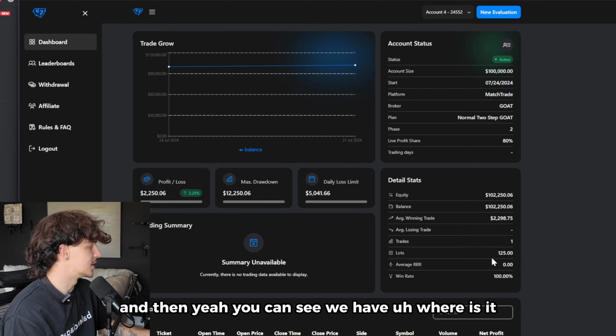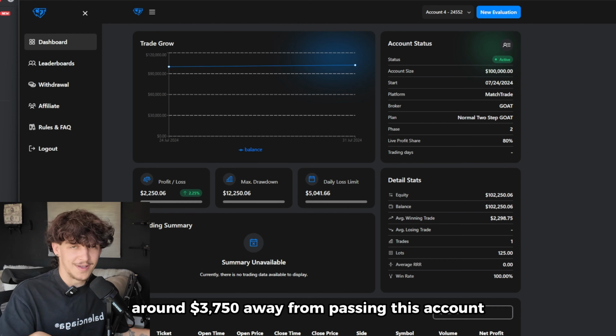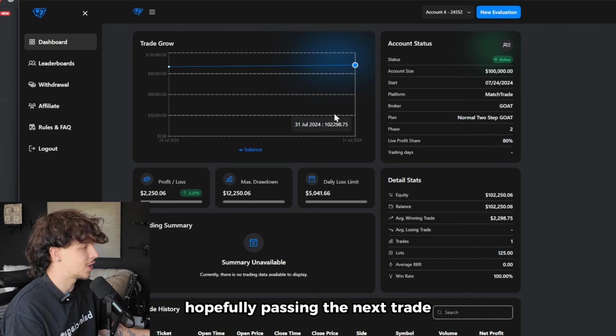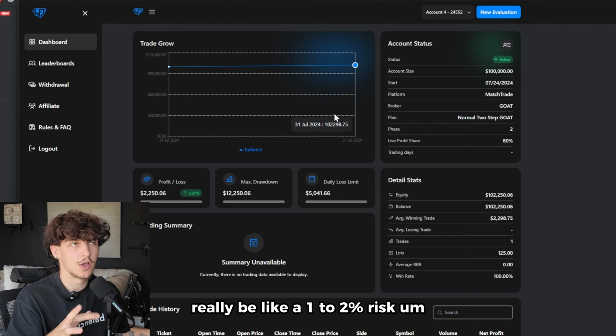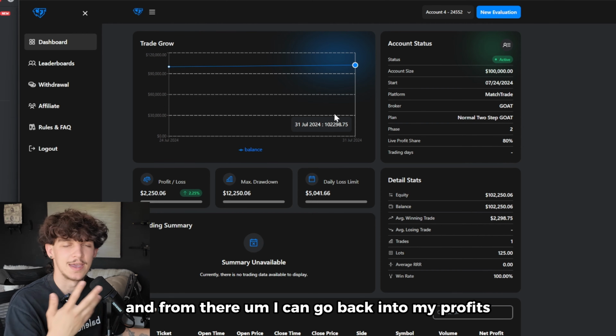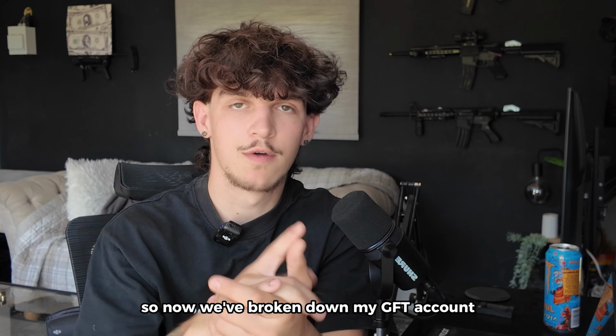And then yeah, you can see we have a phase 2 there. So we're currently around $3,750 away from passing this account. Hopefully passing in the next trade. The next trade will really be like a 1 to 2% risk, and from there I can go back into my profits if we are looking to take some losses. So now we've broken down my GFT account, phase 1 and phase 2.